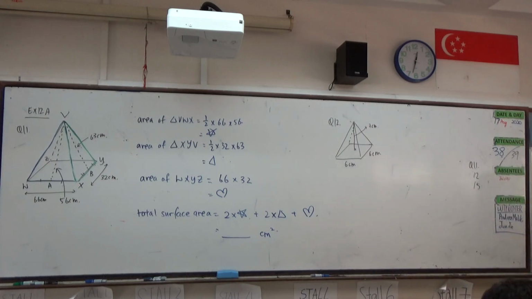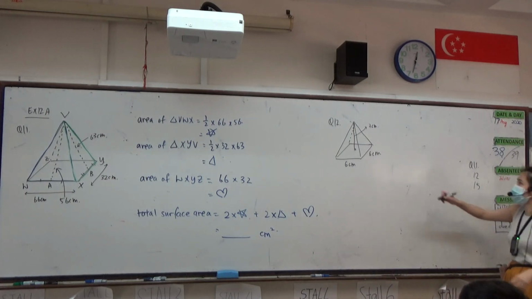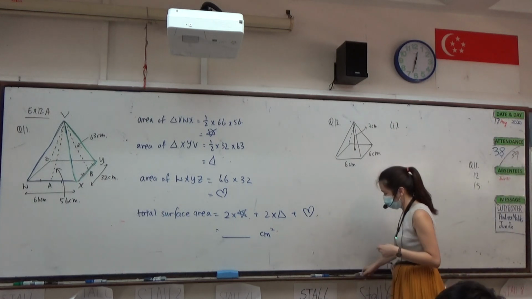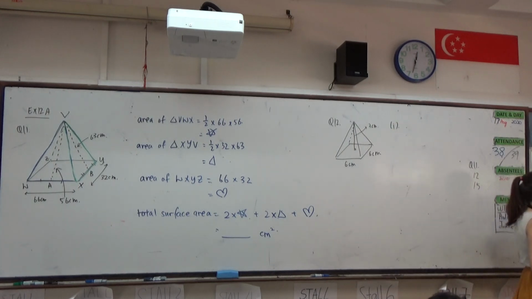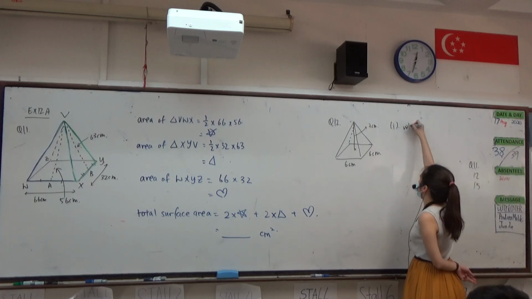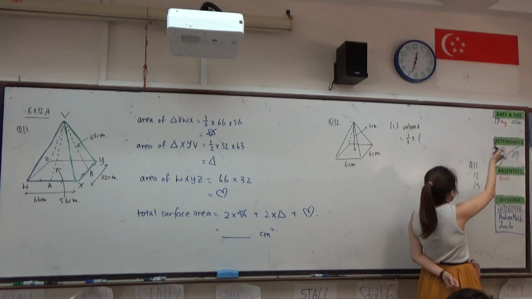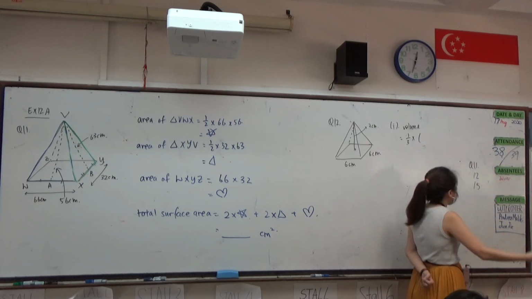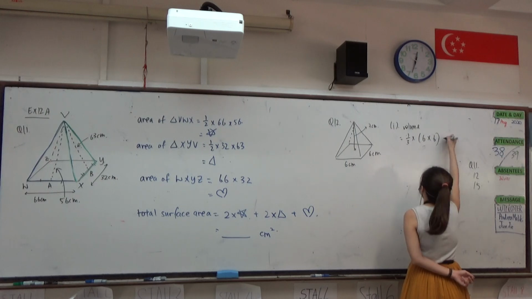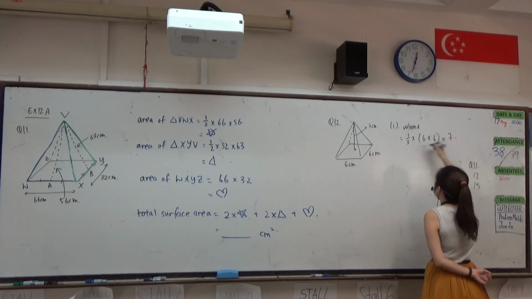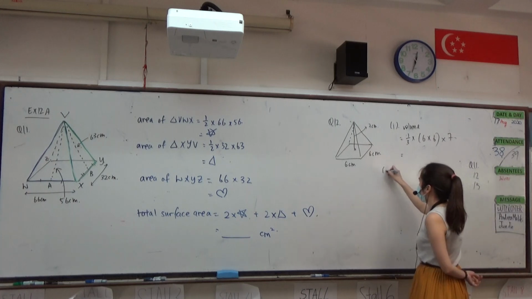To find the volume, how to find the volume? Geraldine, how to find the volume? One third volume for pyramid. 1/3 times base. Base is what? 6 times 6. Then times 7. Good. So that will be the volume calculation.